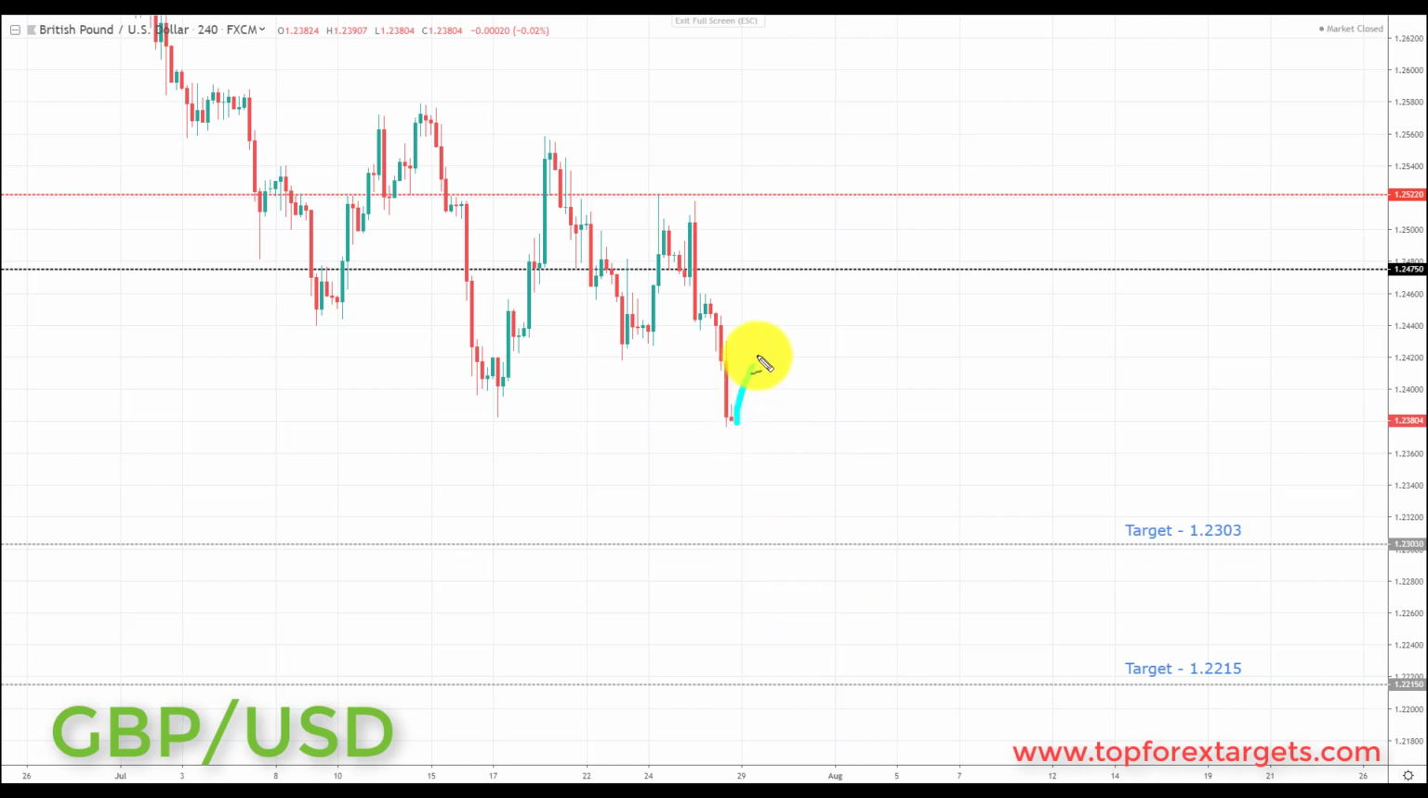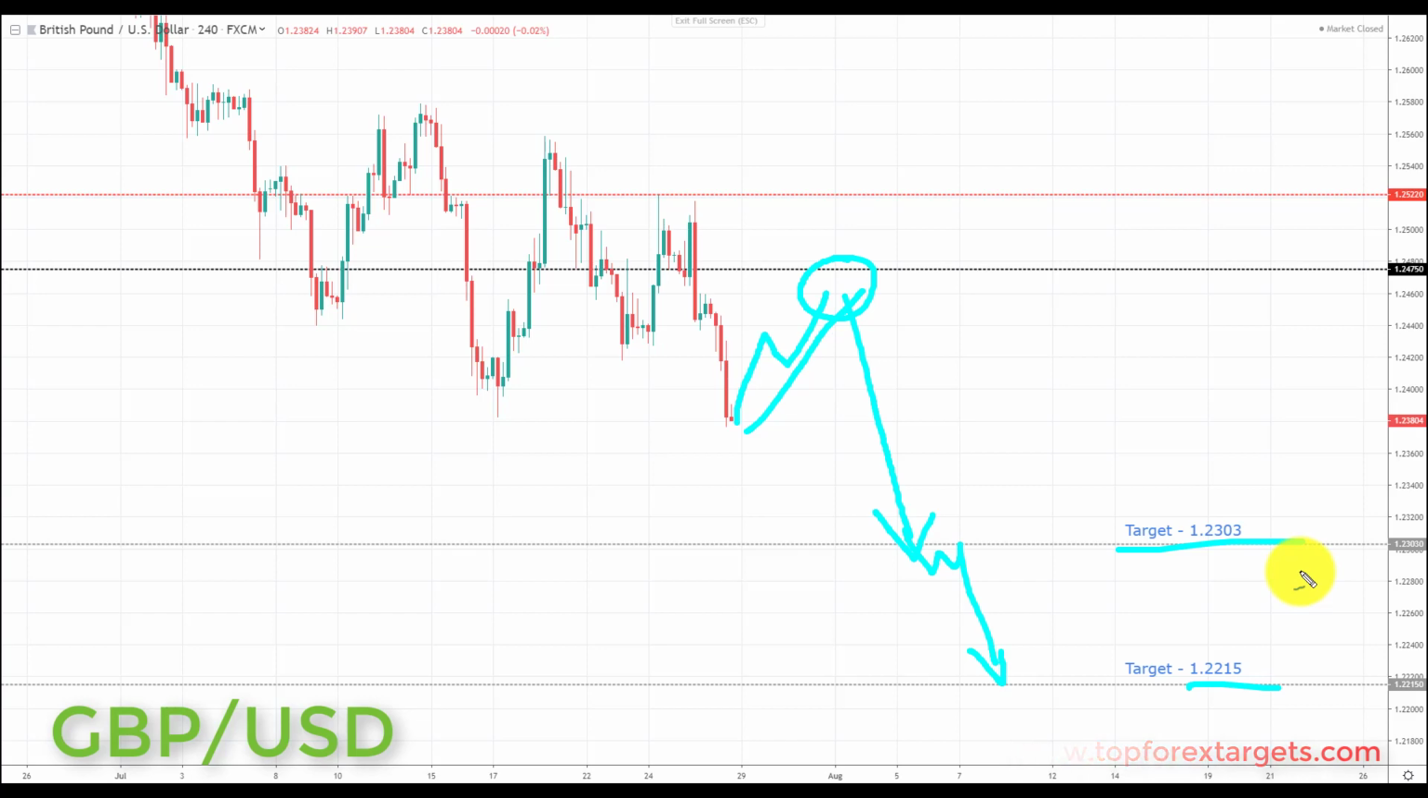If we can get a pullback, and preferably this week, a retest of broken support turning resistance at the 1.2475, this will be a great place going into next week to start to look for those bearish formations and patterns. And if we get the right kind of bearish formations and patterns in this area, we're going to be looking at initiating shorts down towards the next key area of support to the downside and the target set, the 1.2303. And if we can get a break through there, we're going to be looking down towards the next key area of support to the downside and target 2, the 1.2215.